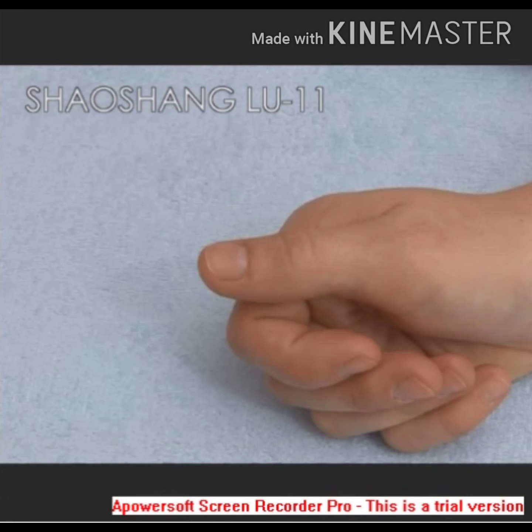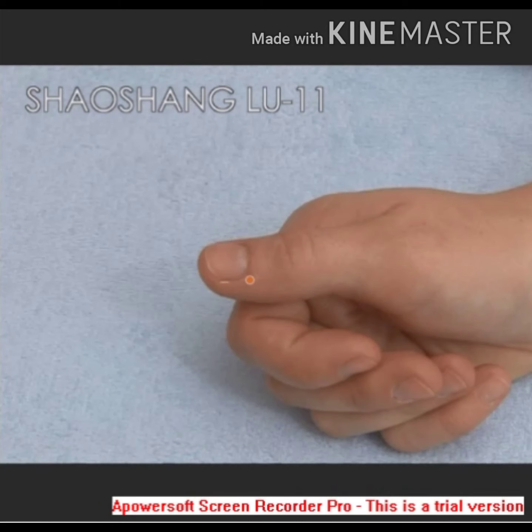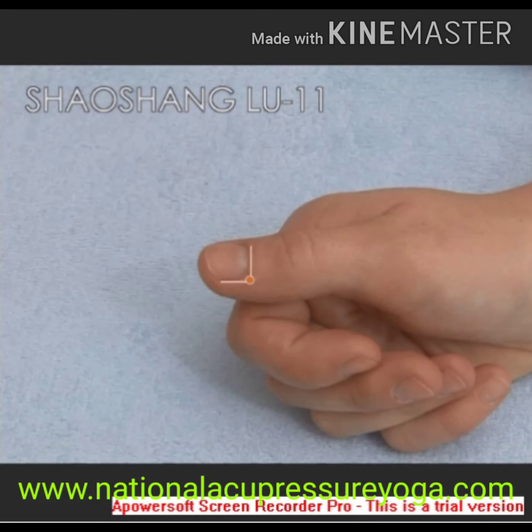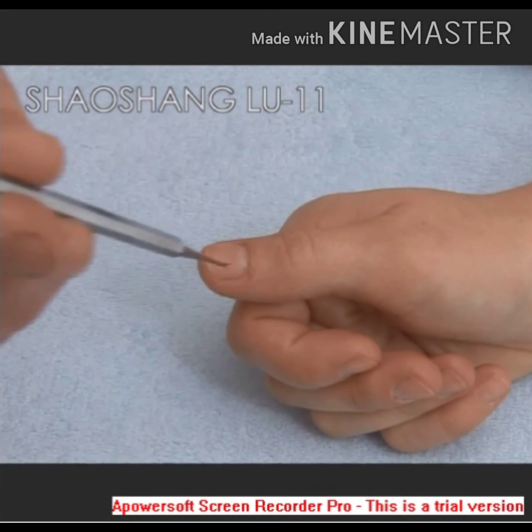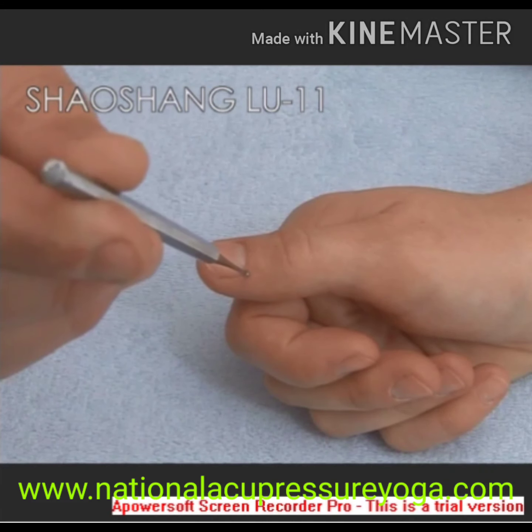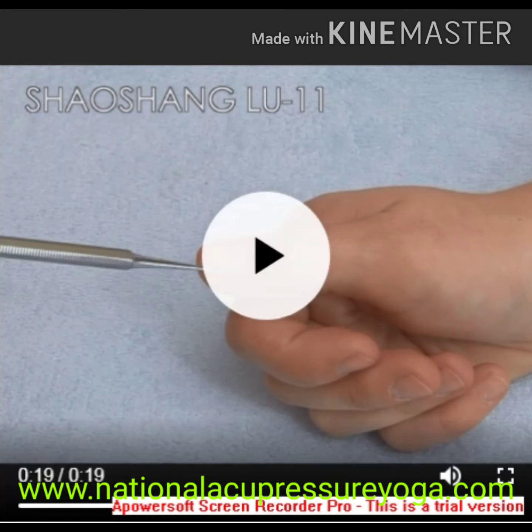Shaoshang, Lung 11, is located on the extensor aspect of the thumb at the junction of lines drawn along the radial border of the nail and the base of the nail, approximately 0.1 cun from the corner of the nail. Perpendicular or oblique insertion directed proximally 0.1 to 0.2 cun, or prick to bleed.